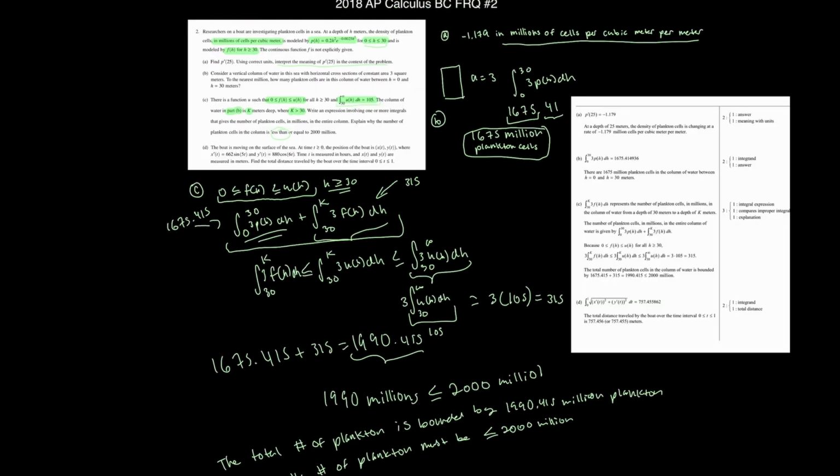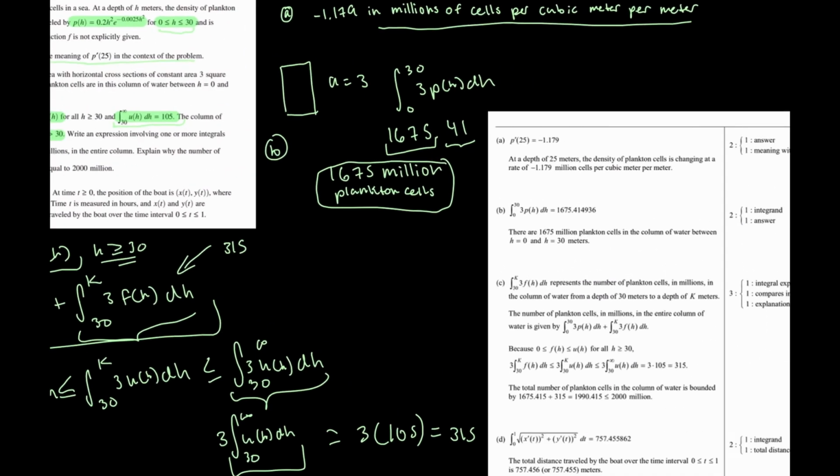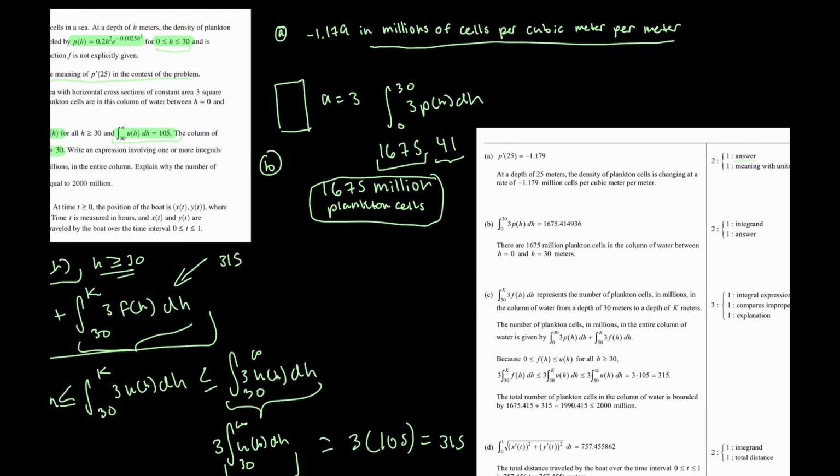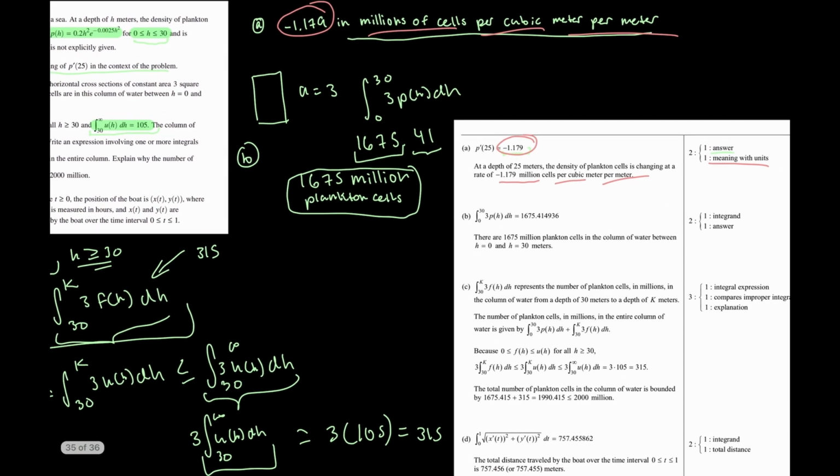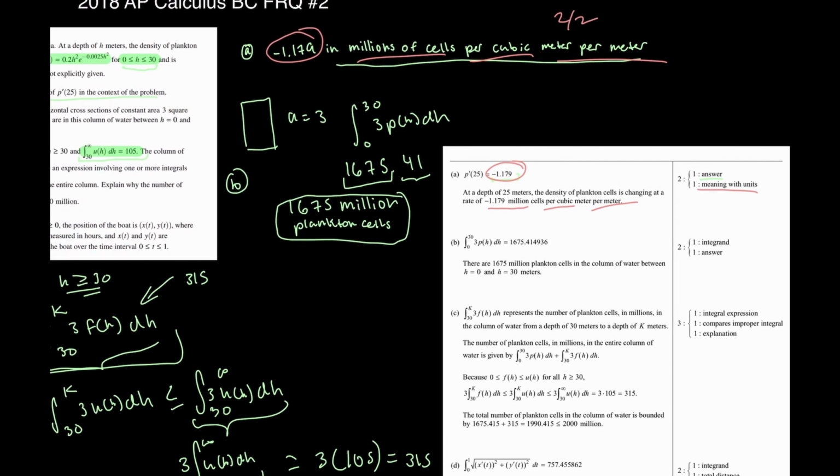Now let's take a look at how College Board would have scored this FRQ. So for part A, we can see on the scoring board that I just pulled up that the two parts we need are an answer and a meaning with units. So it's very important to read the full question and remember that meaning with units is also part of your answer. So you can get your answer of negative 1.179, and then we need to interpret it inside of a sentence with the correct units. So negative 1.179 million cells per cubic meter per meter.